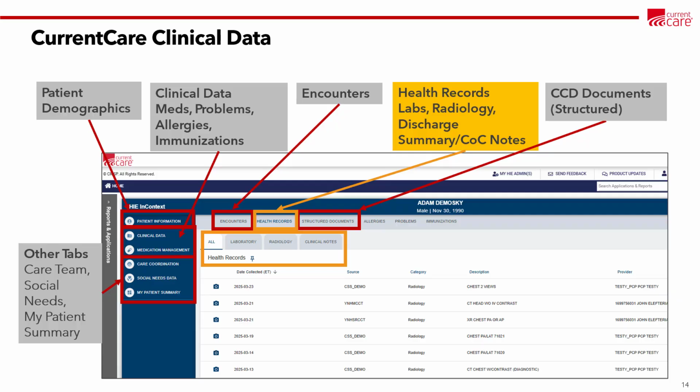This is a summary of where to find clinical data. The Health Records tab within clinical data is highlighted in orange. This is where you can find lab, imaging, and EKG results, as well as discharge summary and discharge COC documents. Other tabs include encounters, medication management, allergies, problems, immunizations, structured documents, patient information, care team, social needs, and my patient summary. To refer back to this slide, you can visit currentcareri.org/training to view the PDF version of this presentation.